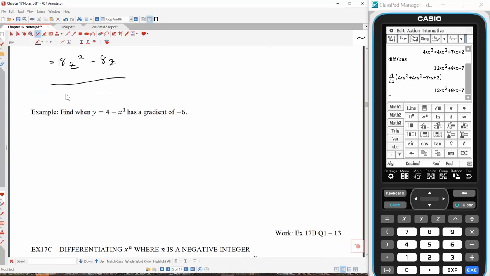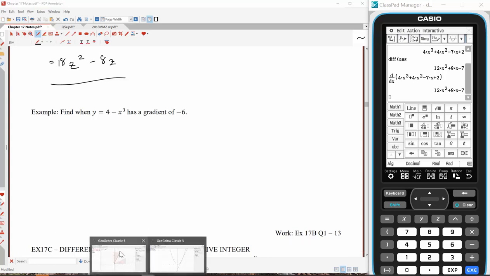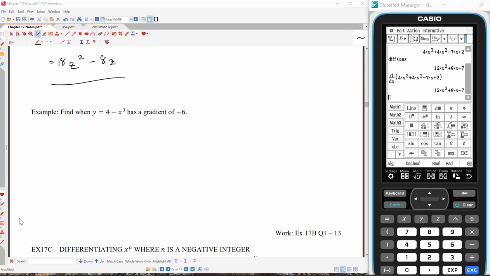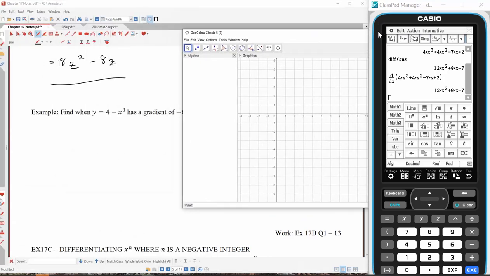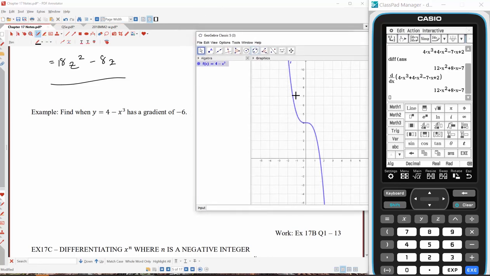All right, and lucky last, find when y equals 4 take x cubed has a gradient of -6. So on the function itself, this is basically what we're doing. I'm going to swing in a GeoGebra page here to show you what we're actually doing. Okay, so our function is f of x equals 4 take x cubed. There it is there. And what we want to know is, when does it have a gradient of -6? Okay, so when along the line, exactly along the line, will it equal -6?